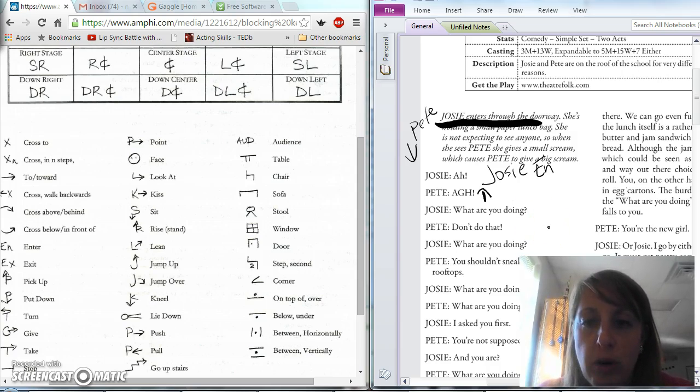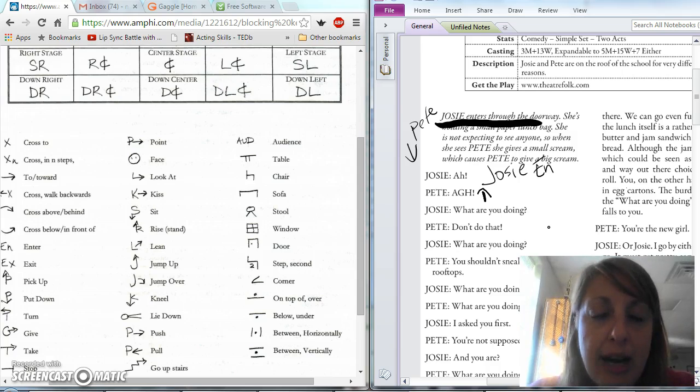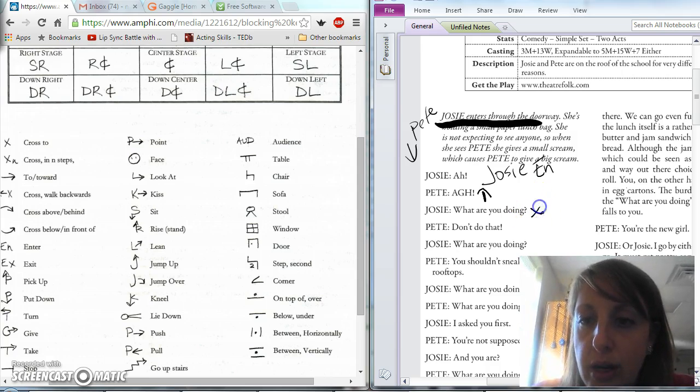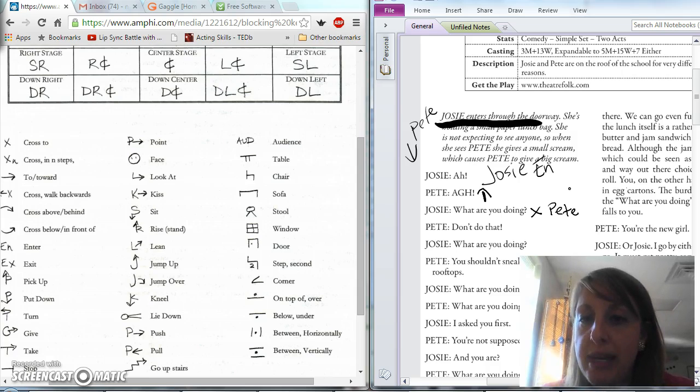Josie says, what are you doing? I might want on that line for Josie to cross to Pete. So what I'm going to put is cross Pete, which means she crosses to Pete.